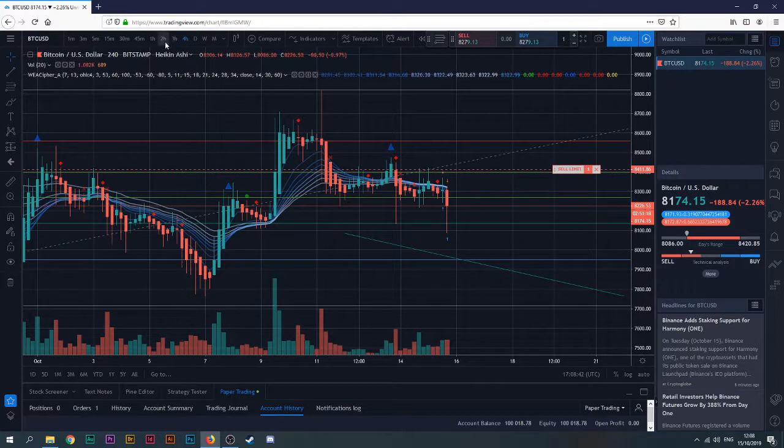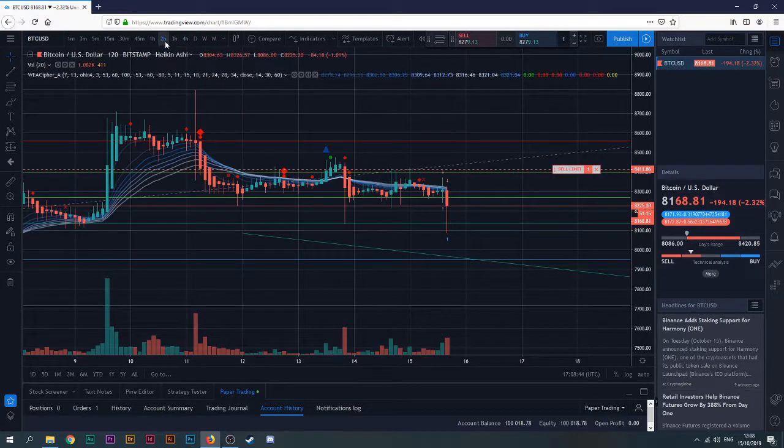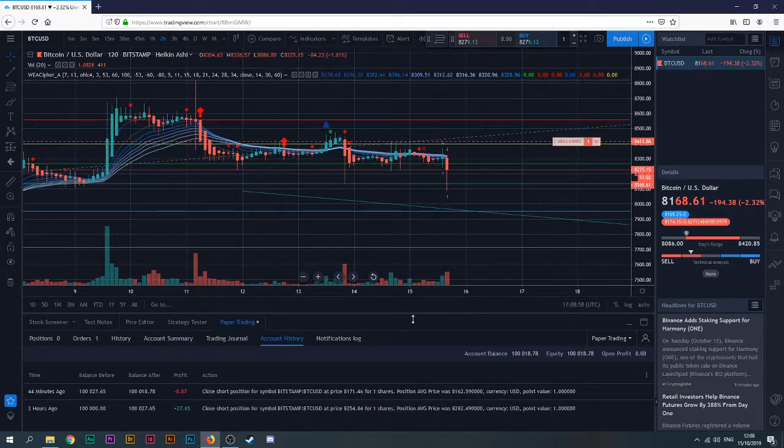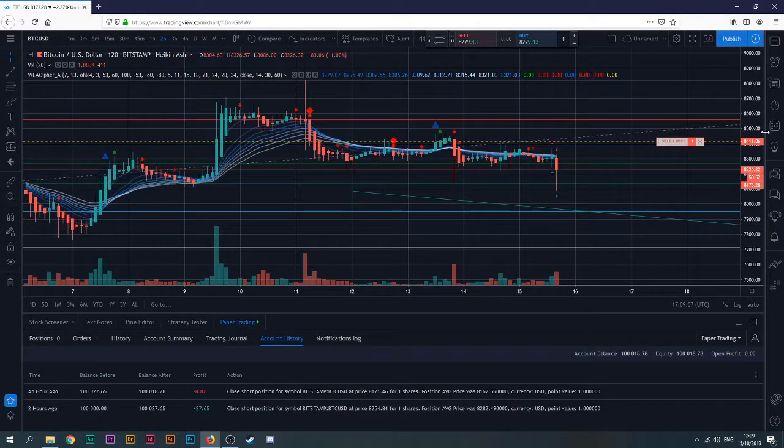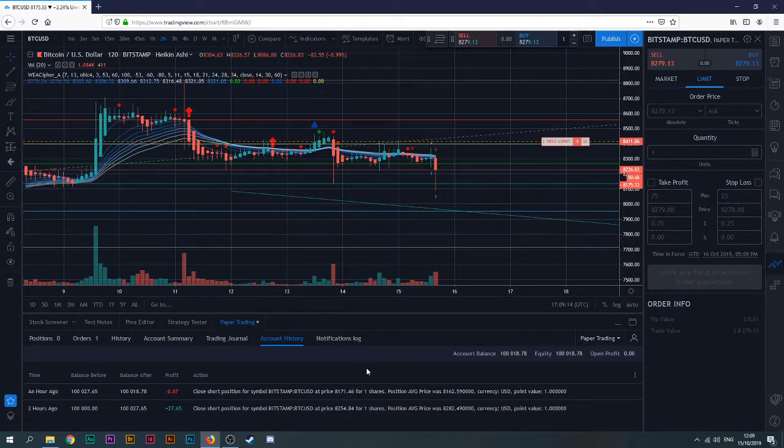That's the 4-hour chart. Let's look at the 2-hour chart. Boom, same thing. Each candle is 2 hours. There's the sell signal, the red X. I actually sold and bought this morning. The second sell and buy order was an accident. I was trying to set up a sell order here. Get rid of that. And here's the order panel.